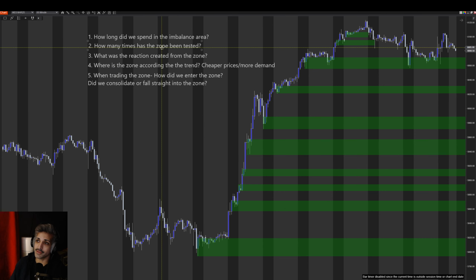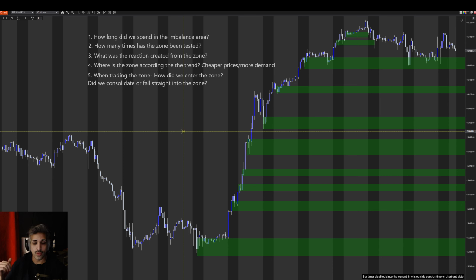How many times has the zone been retested? So here's one people get confused about, like support and resistance. The more a support and resistance level is tested, the stronger it is, right? And that makes sense. With supply and demand, it's the opposite. Supply and demand is the order flow in the market.